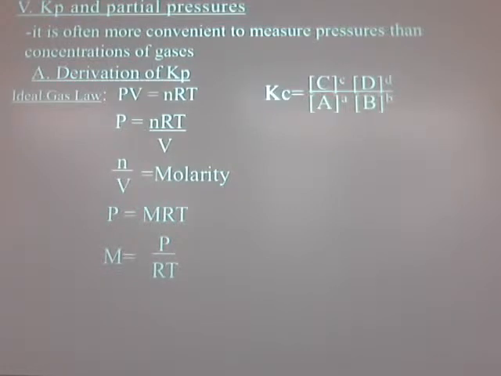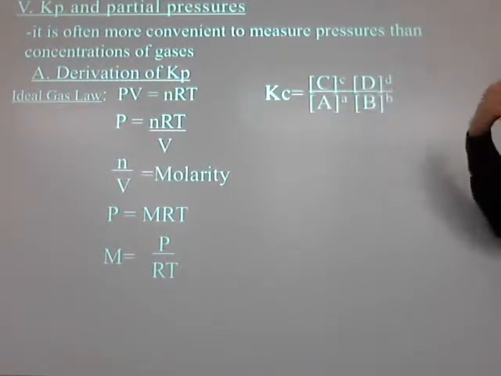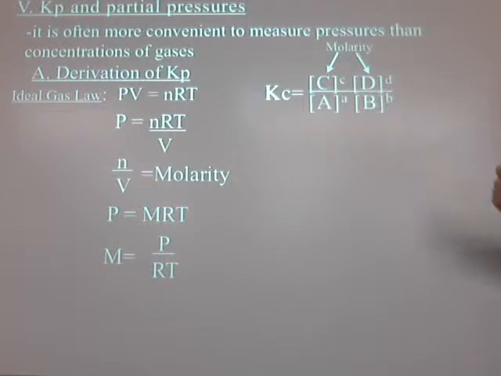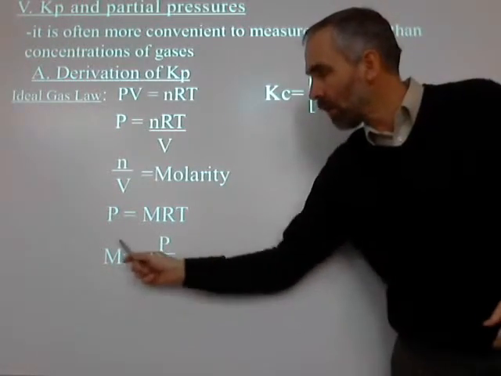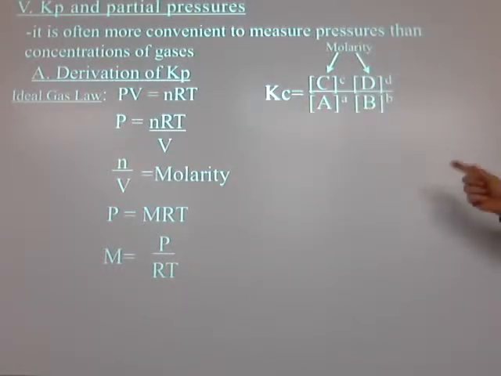Pressure over RT. So it gets really ugly. Okay? And the reason we can do that, look here. D, C, D, A, and B, anything in brackets is a molarity. Okay? They're molarities. So I'm going to substitute in my molarity from here, P over RT, into here. If I substitute P over RT for every one of those, here's what it would look like.